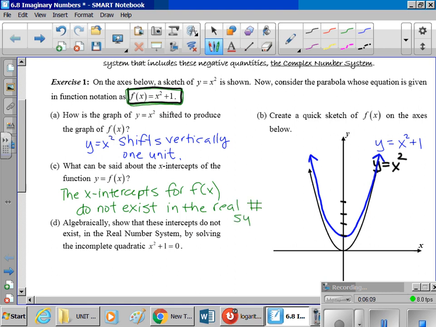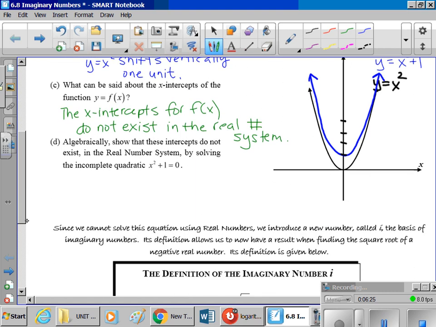I'm going to write that because you're going to find out that they do exist in the complex number system. So algebraically, show that these intercepts do not exist in the real number system by solving the incomplete quadratic. When you have an incomplete quadratic, it means that you don't have a b term or a linear term.